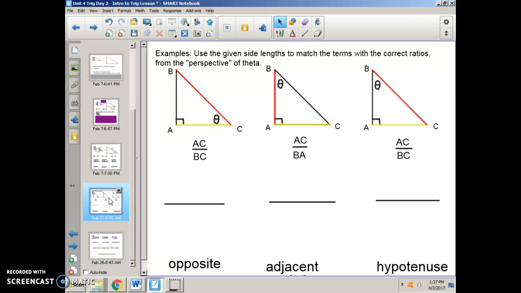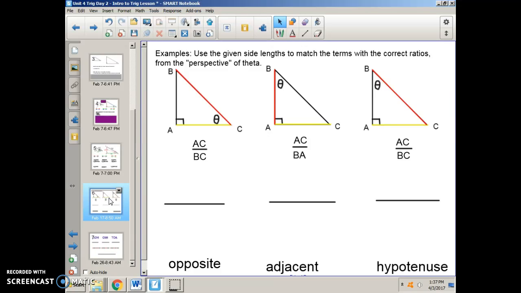Okay, so let's look at the next one. Again, same idea, but theta is going to move around a little bit. It doesn't always have to be that bottom right-hand spot. It might be in the top left. The triangle might even be flipped around. Could be in the bottom left. So let's see if we can fill that in properly. First of all, figure out where your hypotenuse is. That's always your go-to first step, because that's the easy one.